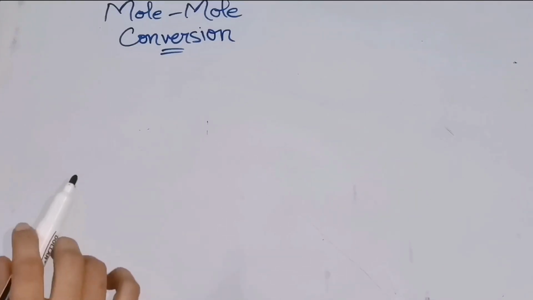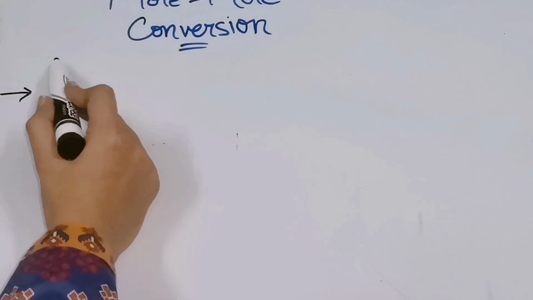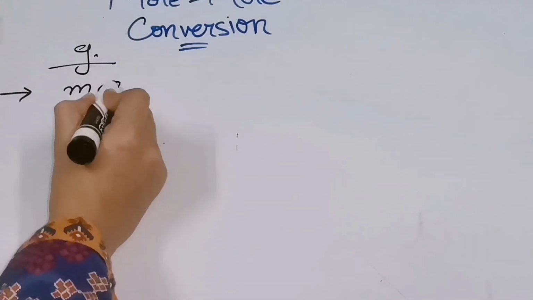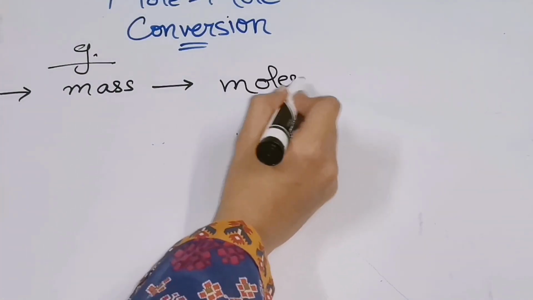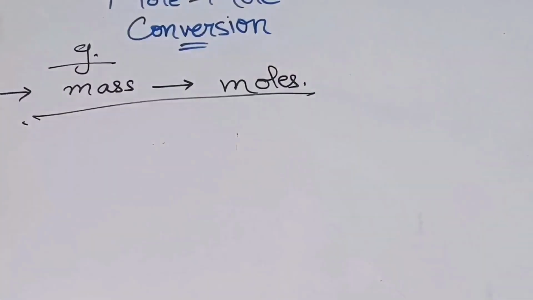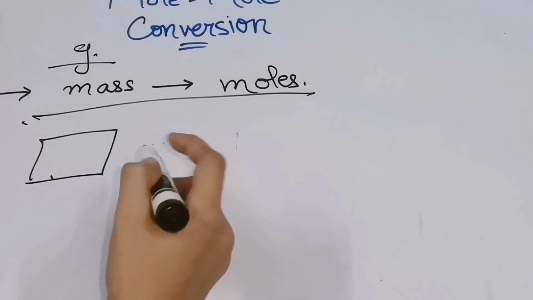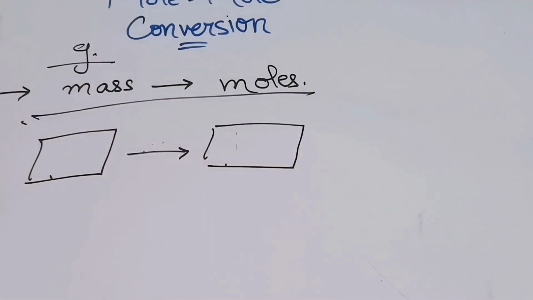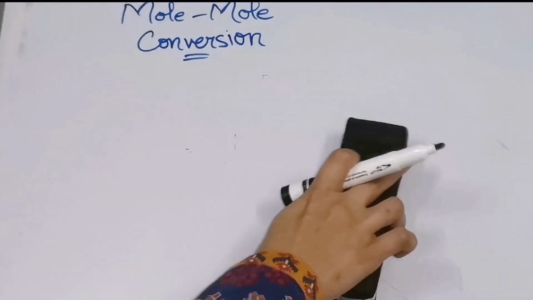First of all, remember one thing: in all the conversions, when you are given any substance in grams, which means the mass is given, you will convert that mass into moles first. In mole to mole conversion, you will be given the reactant or the substance in moles, and you have to find the other in moles as well. Now let us understand this with the help of an example.